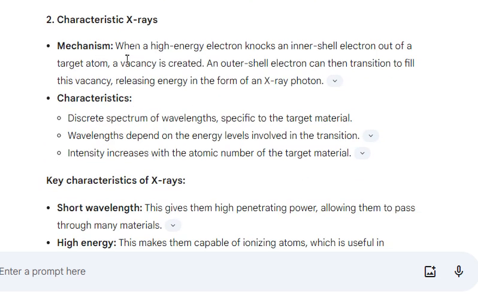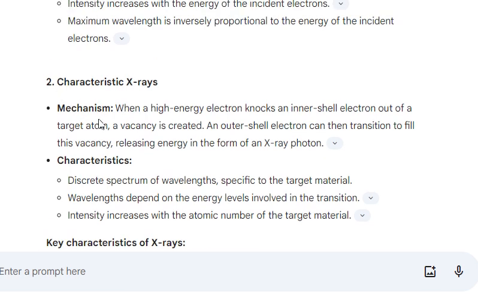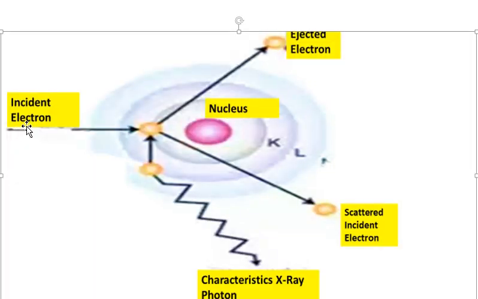Now let's see how the characteristic X-rays are being formed. So let's understand this with this diagram. Here you can see that an incident electron is coming. This incident electron strikes and interacts with the electrons of the target atom. If that incident electron is interacting with the first orbit, or the K shell electron, it replaces this electron of the K shell, and that electron gets ejected.